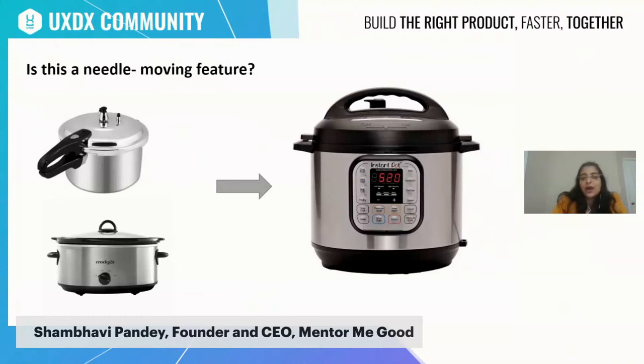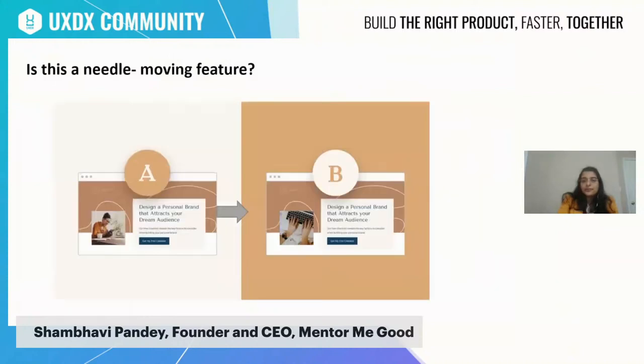On the left-hand side, you have the good old pressure cooker, a slow cooker. But on the right-hand side, you have Instant Pot. For those of you who don't know, Instant Pot came in as a product in Amazon Marketplace without any big or standalone launch, but it still was a hit because it fundamentally changed how people cook, and they built a community around it to share recipes. And this was certainly a needle moving feature. Let's look at one more.